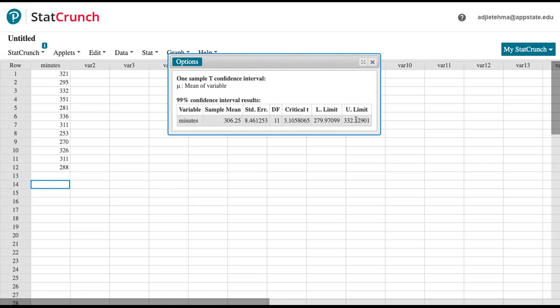So I'm going to write the lower limit here. So we have 279.97 and then 332.52. Who is going to help us with the interpretation? So how do we interpret this? So the first thing is what? 99%, isn't it? So 99% confident that the what?